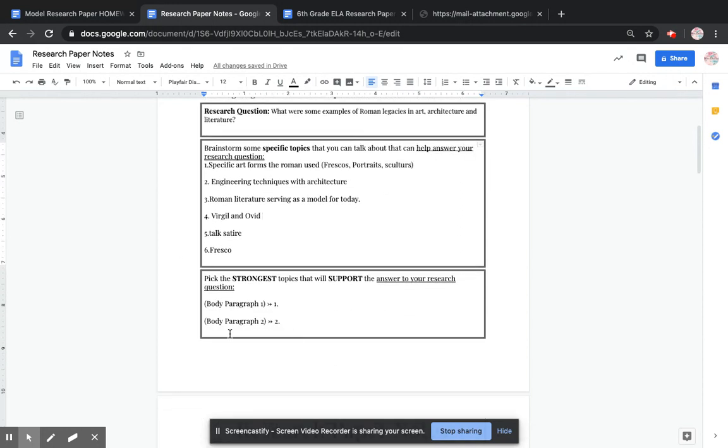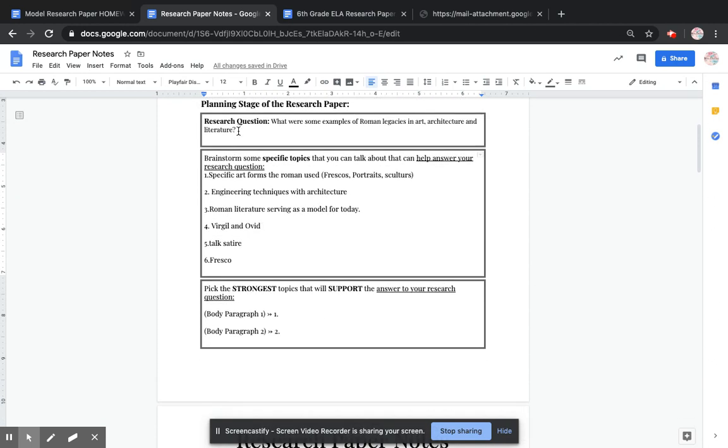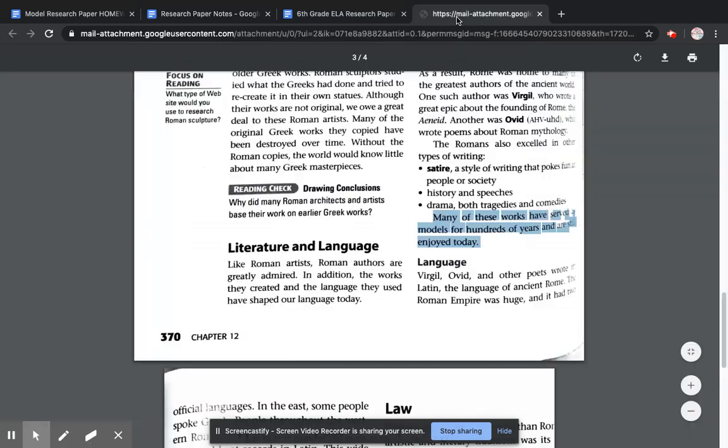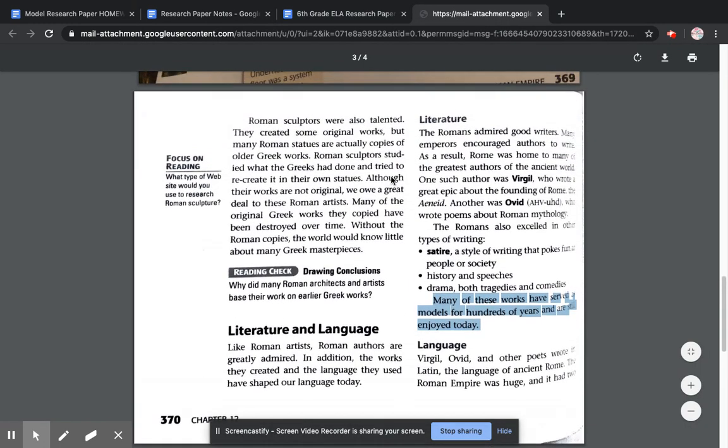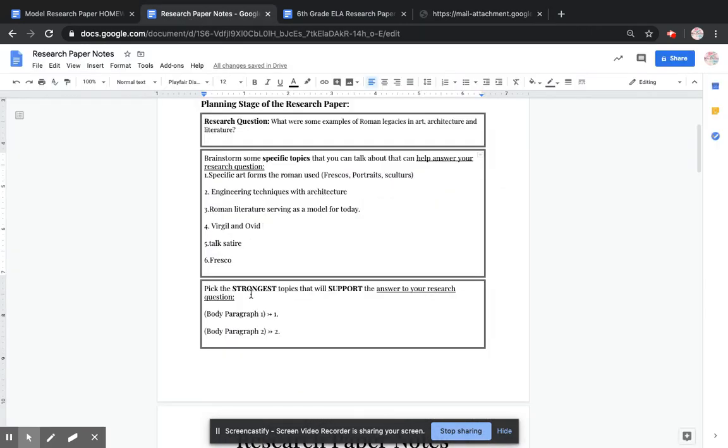So now in my planning stage of my research paper, I have my research question, and I used my question to come up with topics as well as my textbook. So this is a good way to start. Now, pick the strongest that will support the answer for your research question. All right, so I came up with some topics.